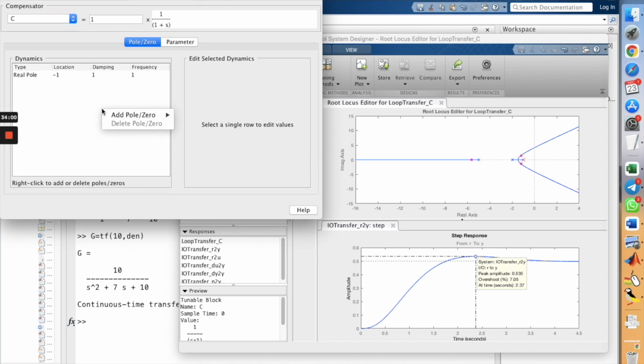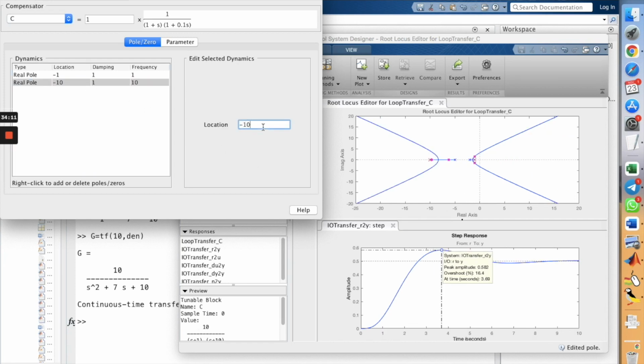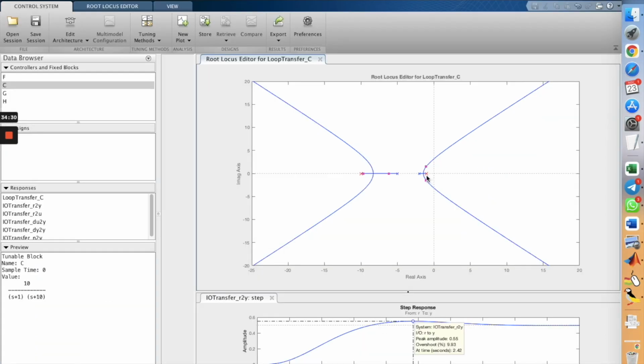Let's say we add another pole. This time around I add one at -10. So you can see here we have four poles: at -1, -2, -5, -10.